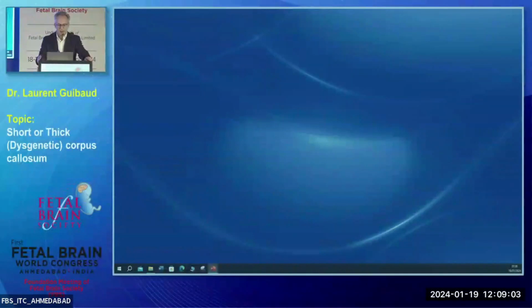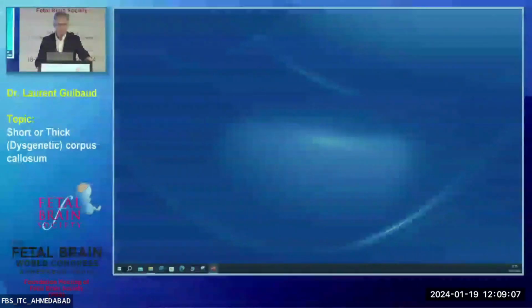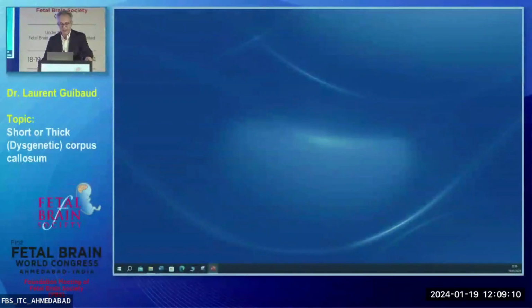So, some brief reminder: when we speak about corpus callosum, we have to have a good mid-sagittal image, here at 24 weeks. And for anatomy, this is the rostrum, this is the genu, the body, and the splenium.